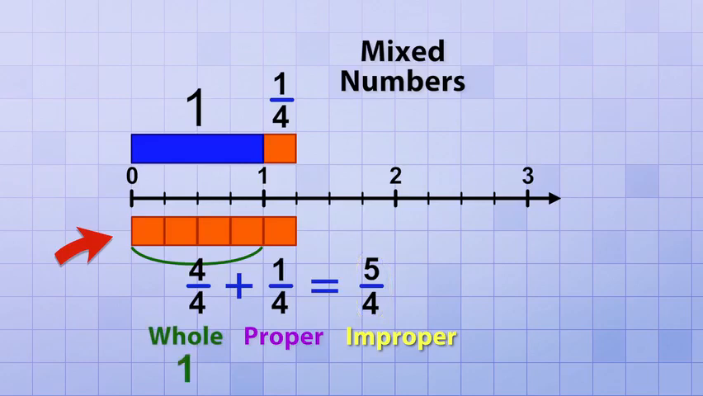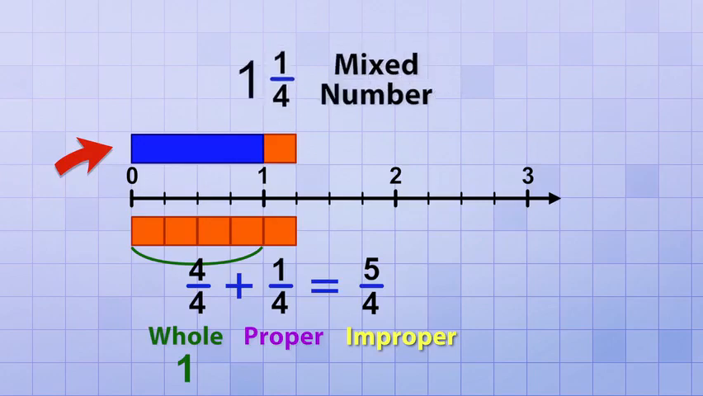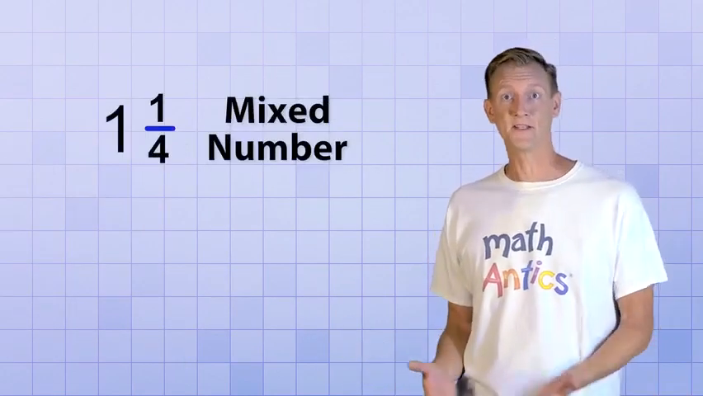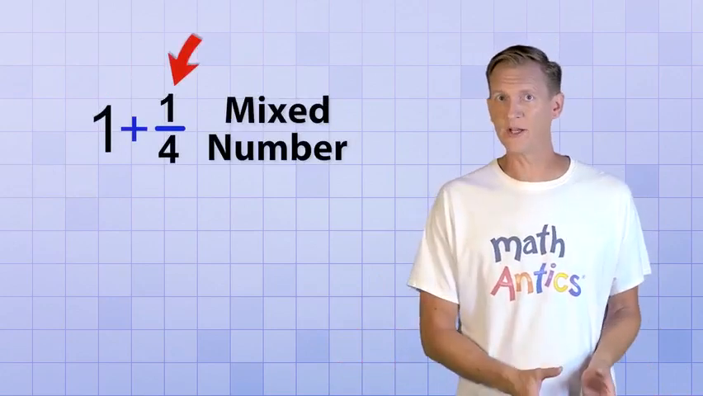And if we did that, we'd get what's shown on the other side of the number line. We'd get the combination of the whole number 1 and the proper fraction 1/4. In other words, we'd get a mixed number. That's all a mixed number is. It's the sum of a whole number and a proper fraction.